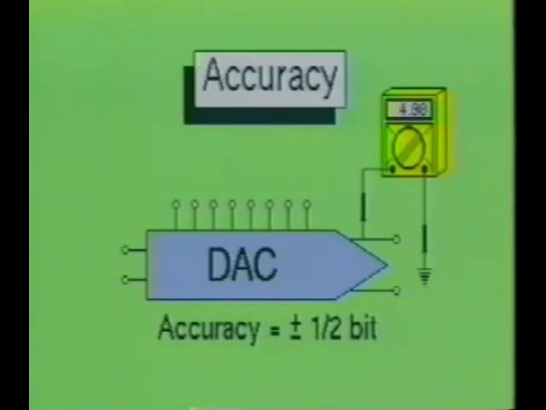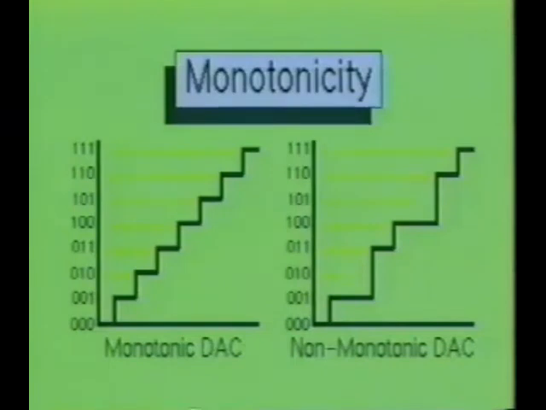If this same device has an accuracy of plus or minus 1/2 bit, and the expected output is 5 volts, then the actual output voltage would only range from 4.98 volts to 5.02 volts. As you can see, the smaller the accuracy value, the more closely the actual output will match the expected output.